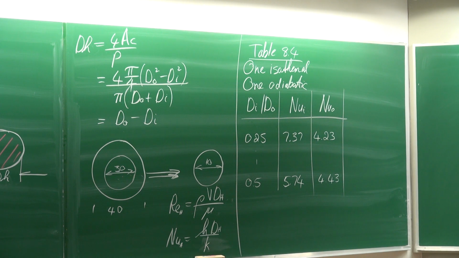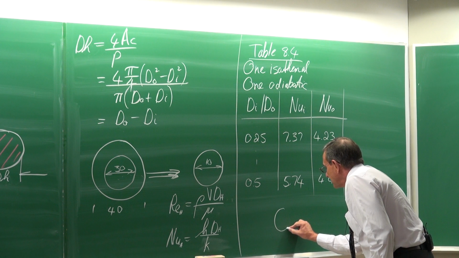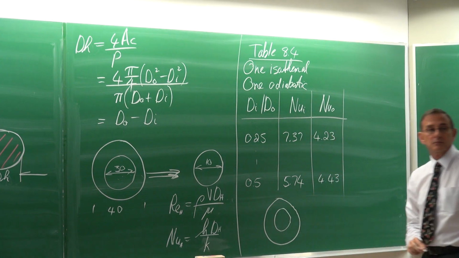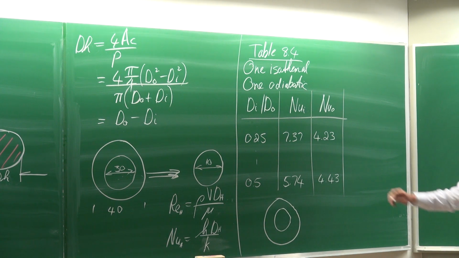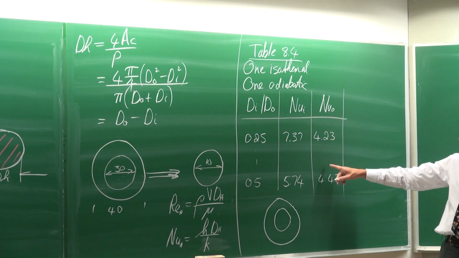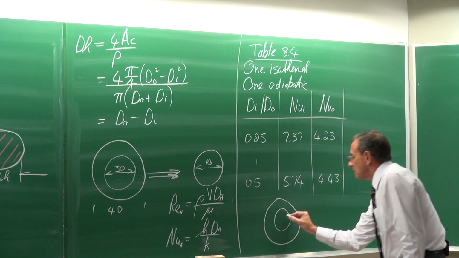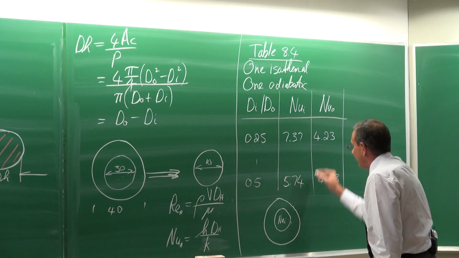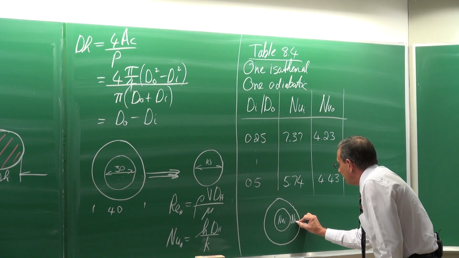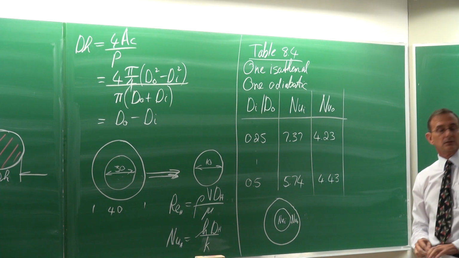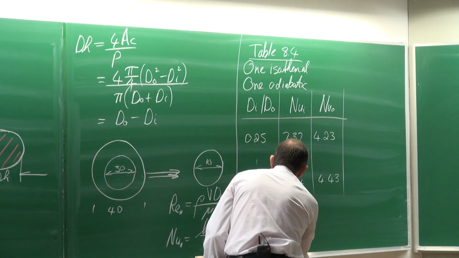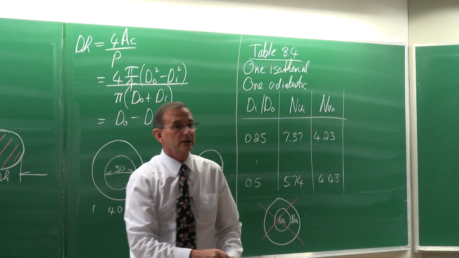Right. Now, you have to listen carefully. So if you've got now an annulus, then many students will use these and would say, well, this value is the Nusselt number on the inside. And that value is the Nusselt number on the outside. This is not correct. Okay?